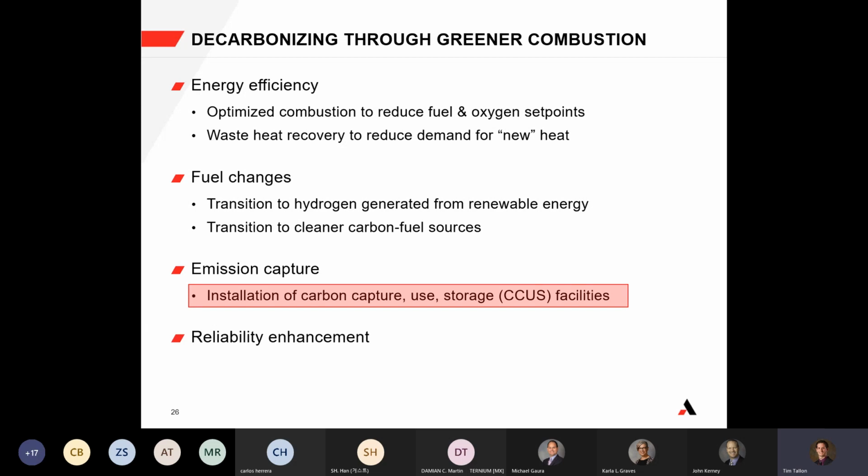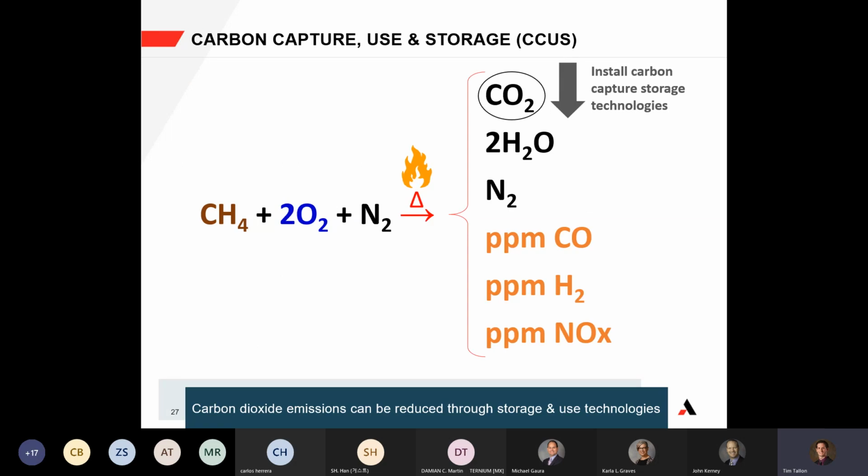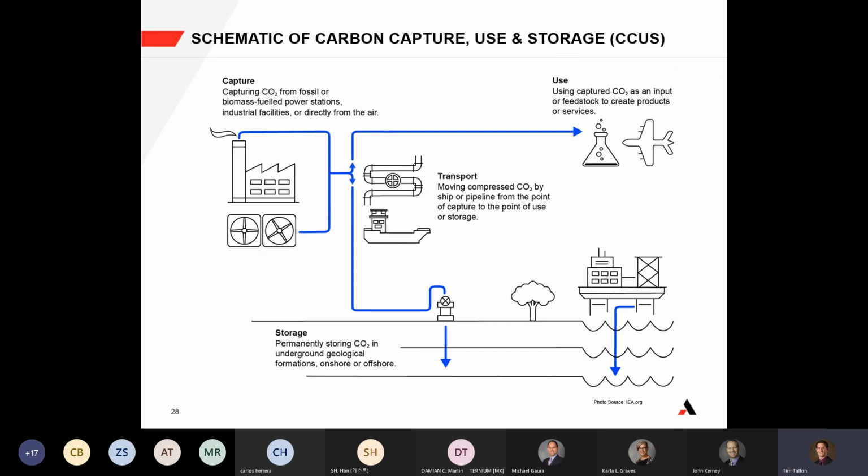So we just talked about the energy efficiency and the fuel changes. Now let's talk about emission capture. In emission capture, if you think about our chemical reaction before, carbon capture allows you to operate just as you are currently, but it focuses directly on removing carbon dioxide from the process. And carbon capture, storage, and use have different emergent technologies, and that allows you to directly reduce your carbon emissions.